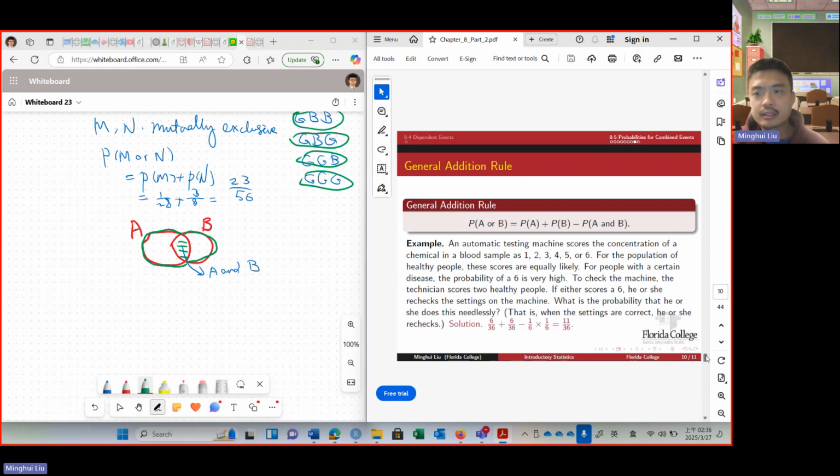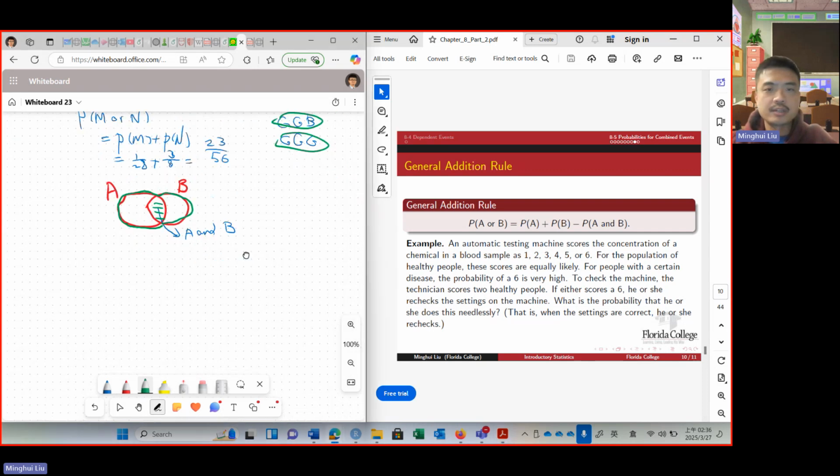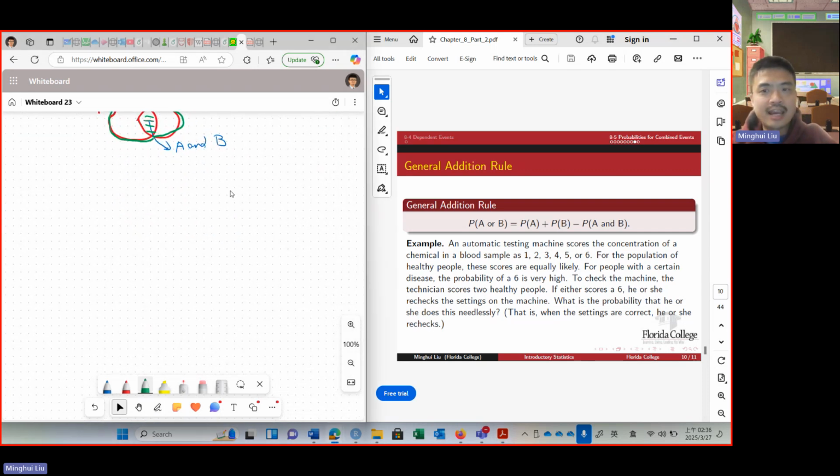So let's take a look at this example. Suppose we have a testing machine that scores a concentration of a chemical in a blood sample as 1, 2, 3, 4, 5, 6. So those are basically six different results. For healthy people, those scores are equally likely, so it's kind of like rolling a die. However, for people with a certain disease, it's more likely to get a 6 instead of the other five numbers. So we want to make sure the machine works properly.